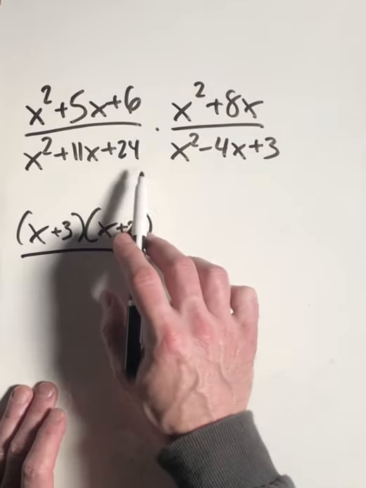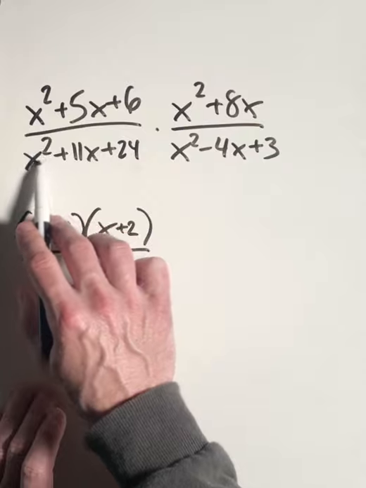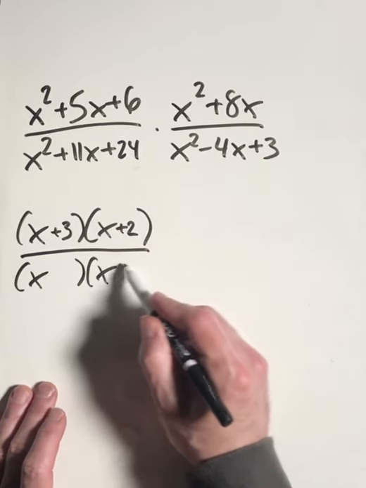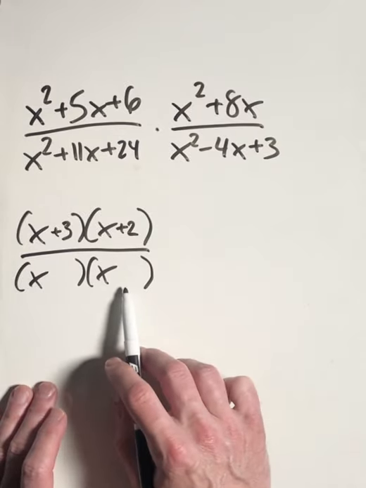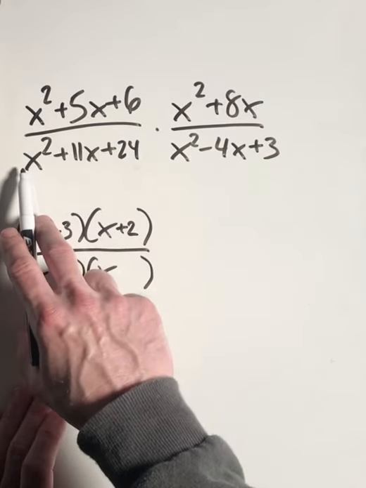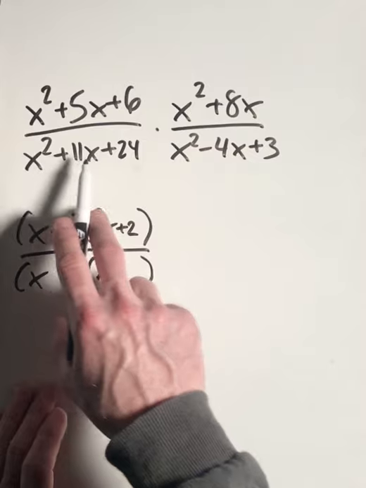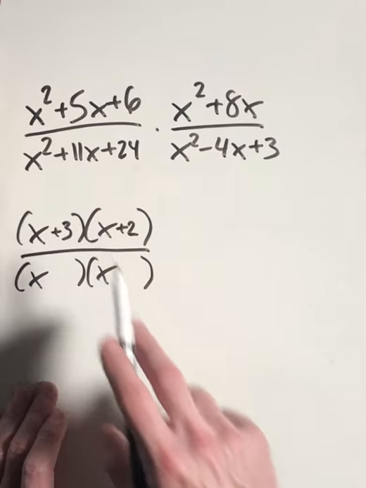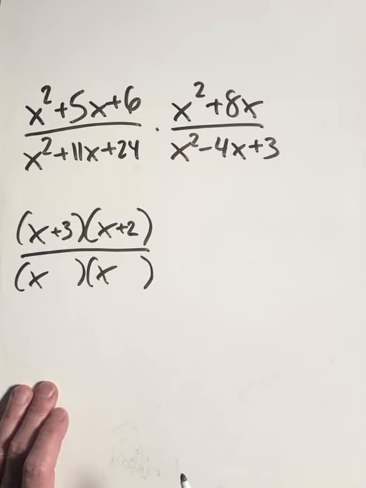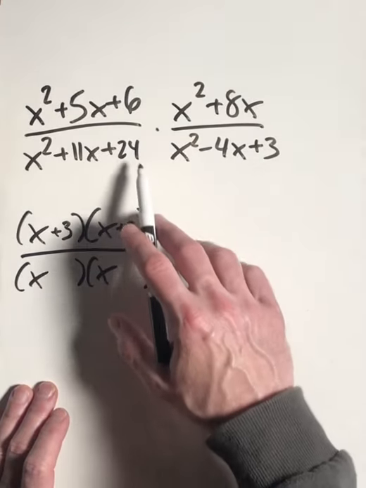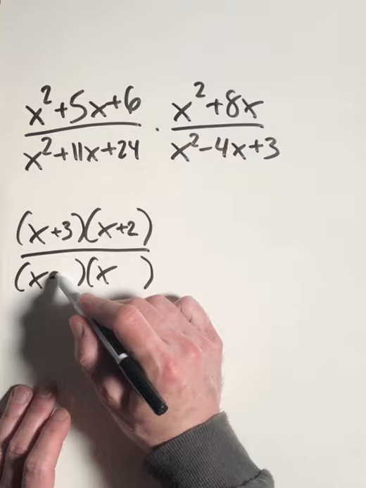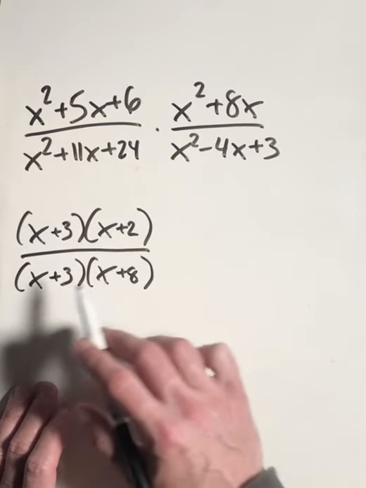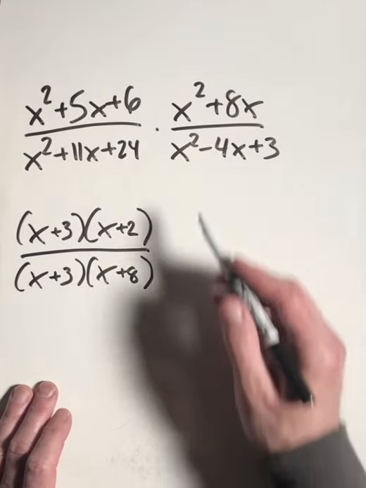Now I'll factor this one under here. Same idea, I have a coefficient on my x squared term of 1. So that means I'm looking for two factors that will be structured like this. These two numbers will be two numbers that multiply to 1 times 24 and add to 11. So looking for two numbers that multiply to 24 and add to 11, that's going to be 8 and 3. 8 times 3 is 24 and 8 plus 3 is 11, so I know these are the two factors.